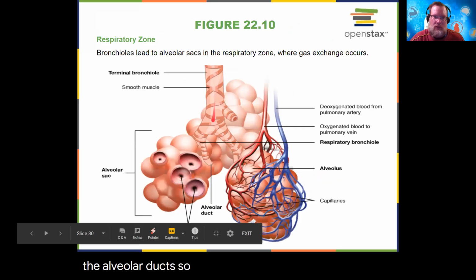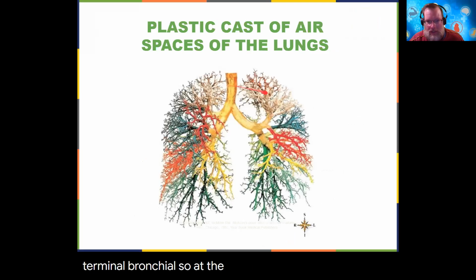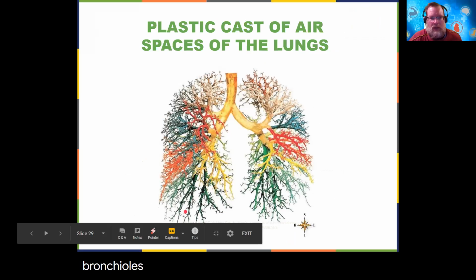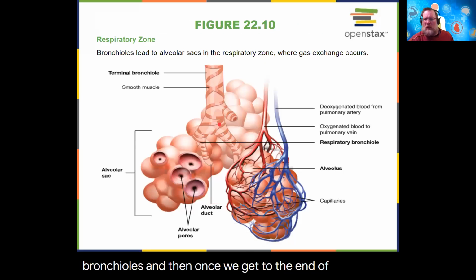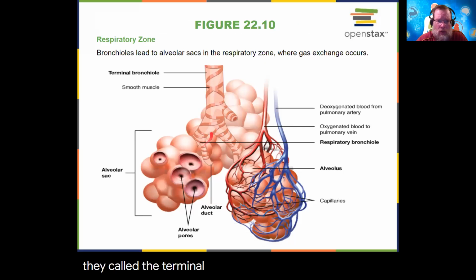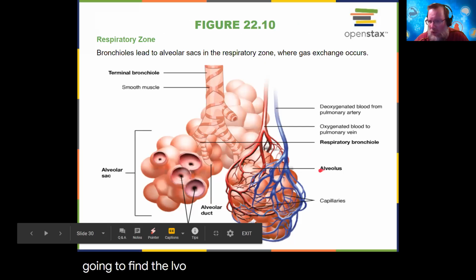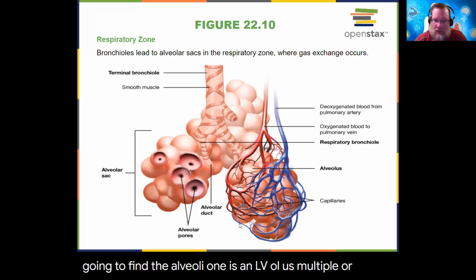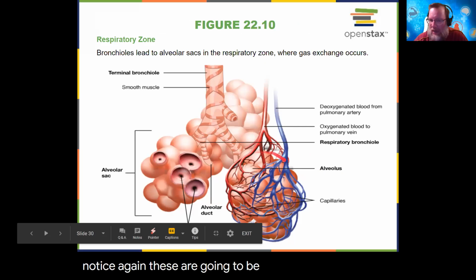So that's what this is going to show, a terminal bronchiole. At the end of each of these, these are bronchioles, all of these out here. Okay, and then once we get to the end of a bronchiole, they call it the terminal bronchiole, and that's where you're going to find the alveoli. One is an alveolus, multiple are alveoli. And notice again, these are going to be surrounded by capillary networks.